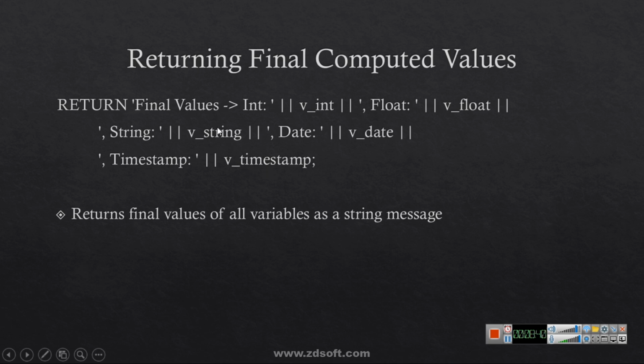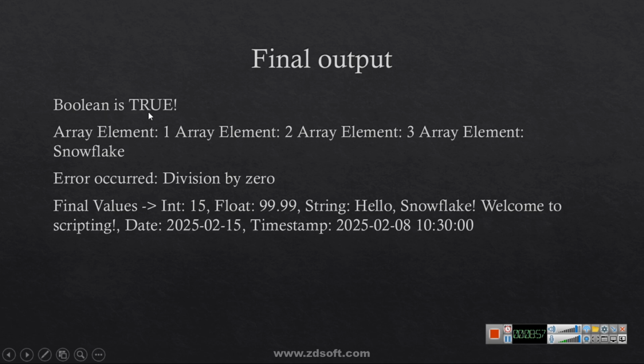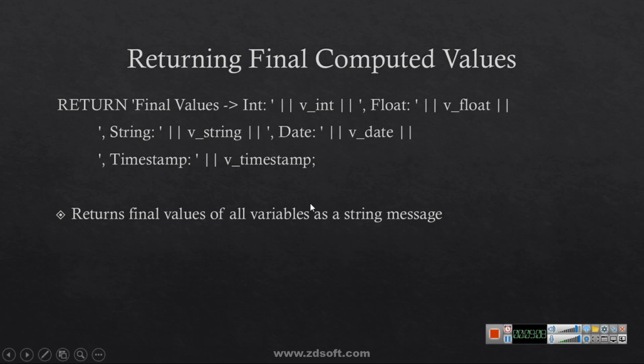Then returning final computed values. So here when we wanted to return final values, then we can write return final values int and then concatenated with that variable where we are storing the values float, string, date, timestamp. So it will return all the values as string messages, and here we will print those values and we will get boolean is true, array element, and the division by 0 error, and then the values which we have stored in those particular variables. Yeah, that's it. Thank you.